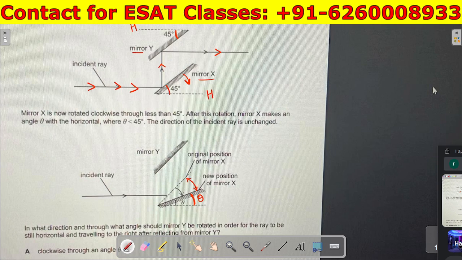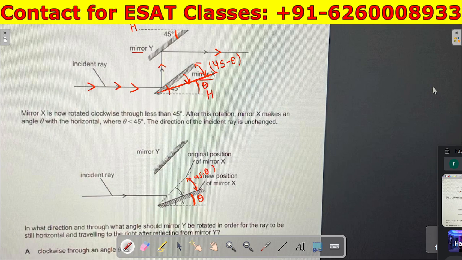See, initially the total angle was 45. Like this, it has come here. After rotation, it has come here, and it is saying that this angle is now theta. So can you tell me how much angle it has rotated? So it means it is rotated by 45 minus theta, correct?